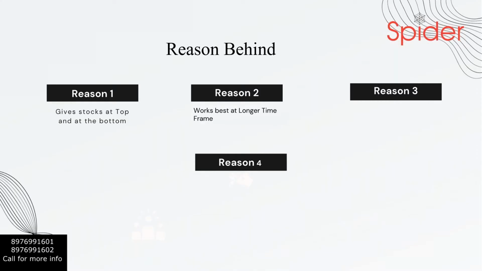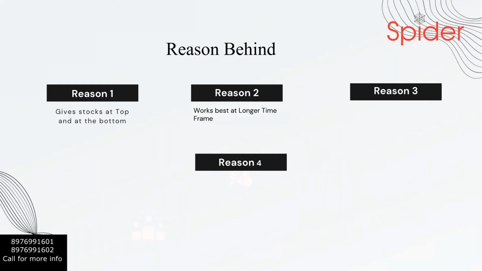The second main reason is that it works best at a longer time frame. The bigger the time frame in which you are using it, the higher will be the accuracy. For example, if you check stochastic RSI on intraday, the accuracy will be very low. If you check it on the daily time frame, the accuracy is a bit higher. But the best time frames that we are going to use are weekly and monthly, and mainly we'll focus on weekly because we want to identify swing trade. So the bigger the time frame, the higher will be the accuracy for the study.